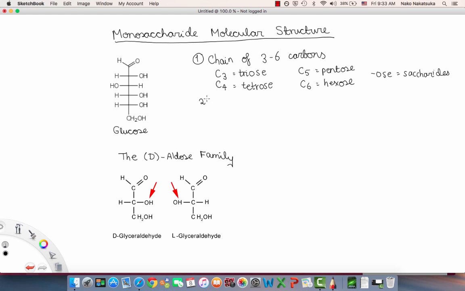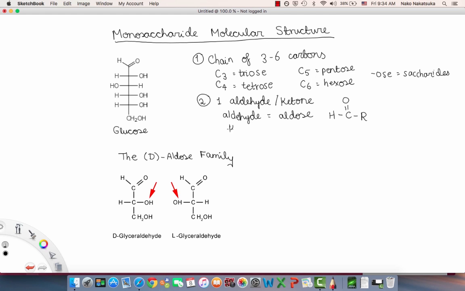Secondly, all important monosaccharides have one aldehyde or a ketone. This is why it's really important to know your functional groups really well, because now that we're talking about biomolecules, they play a very important role. If a monosaccharide has an aldehyde, they are called aldoses. And remember, an aldehyde is when you have a carbonyl group, a C double bond O, and then an R group, but then a hydrogen attached to one of the carbons.